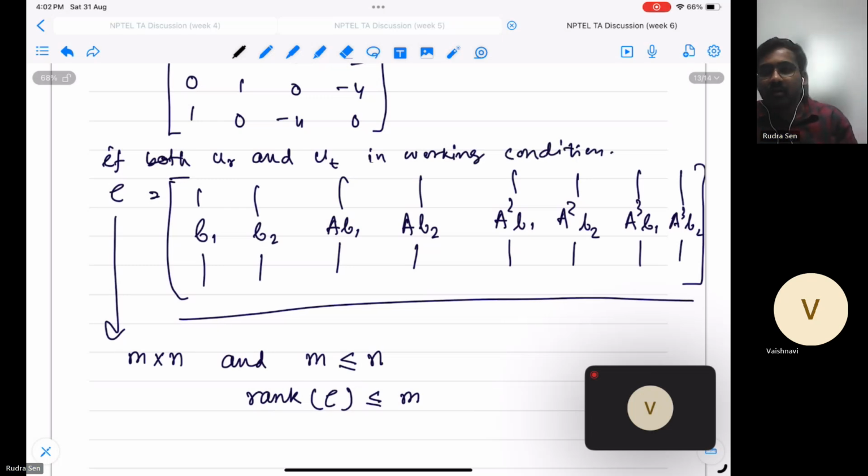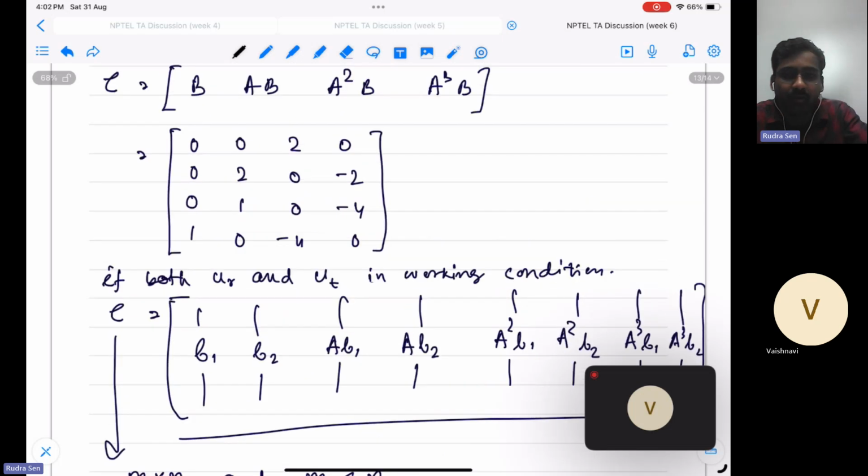Is it clear to you why you cannot find the determinant of the C matrix in this case? Is this thing clear to you? Miss Vaishnavi, is this clear to you?